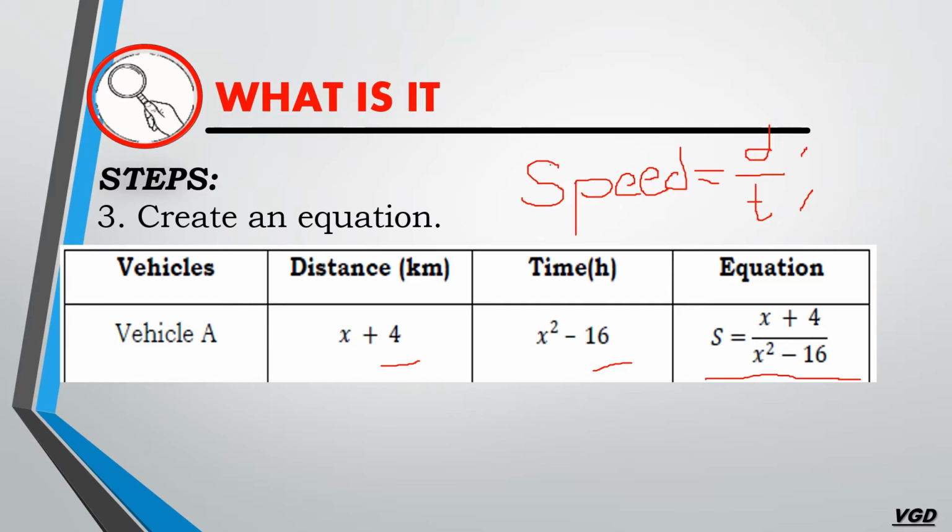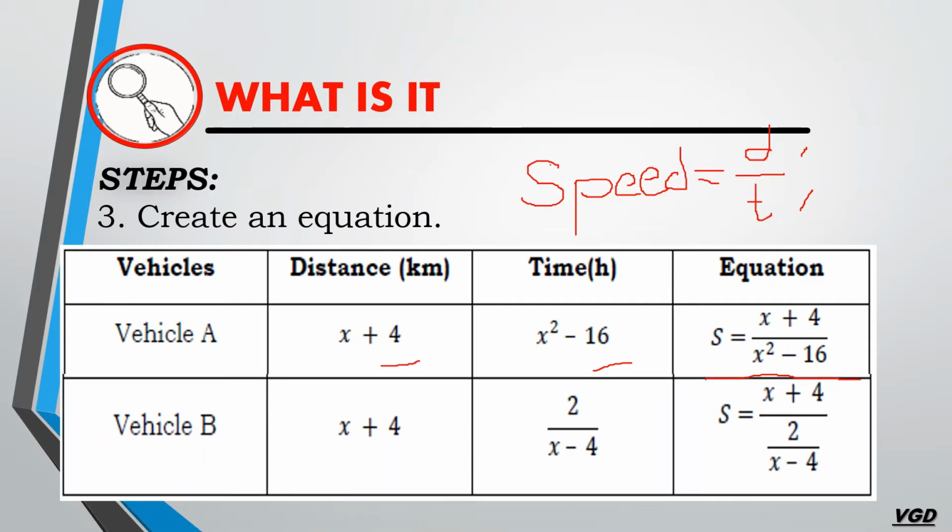And for our second vehicle, we have the distance of x plus 4 and the given time, which is 2 over x minus 4. So our equation is S, or speed, is equal to x plus 4 all over 2 over x minus 4. So these are the equations for vehicle A and vehicle B. And now we just have to find the speed.